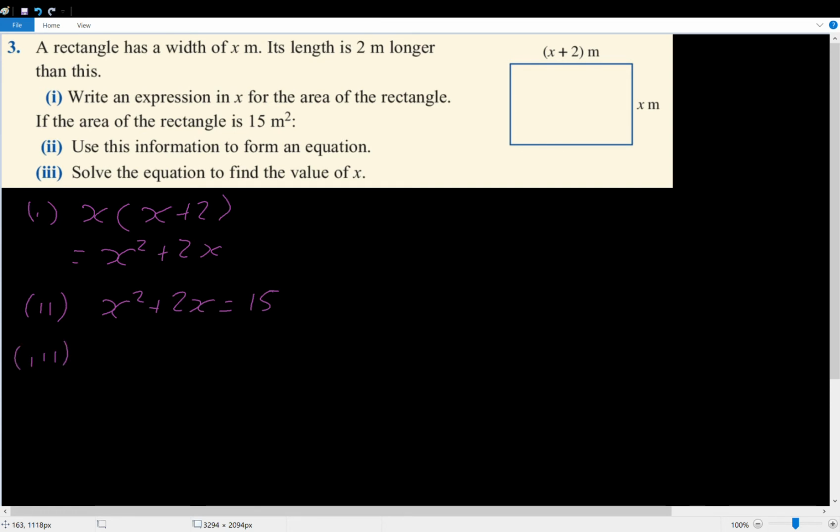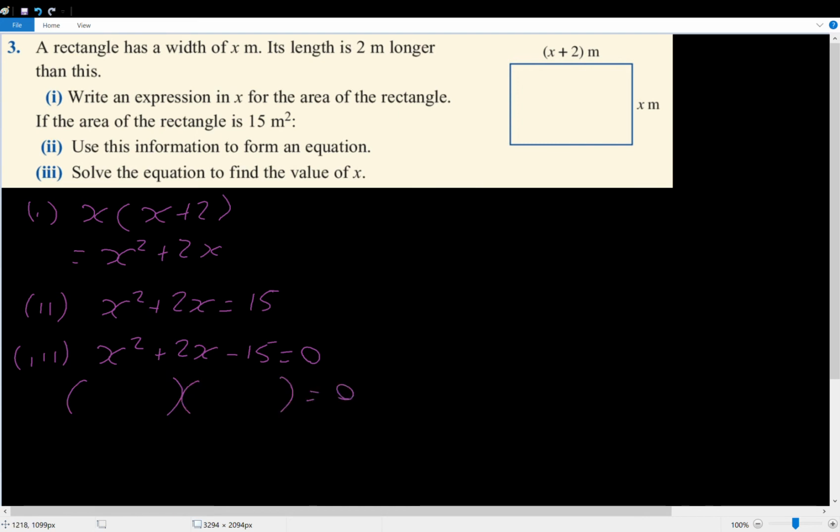As before, whenever we get an equation where we've got an x squared involved, we can't move all the x's to the left and all the numbers to the right to solve it like we would in a linear equation. We have to bring everything to the left, leave 0 on the right of the equal sign, and then factorize it out. So if we move everything over, we get x squared plus 2x minus 15 equals 0. Then we factorize it, so we're going to have brackets like so.